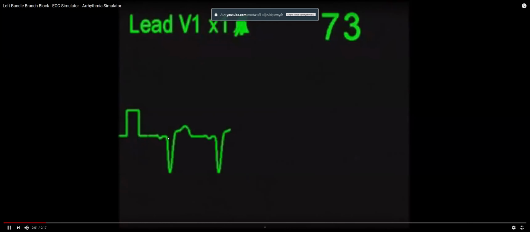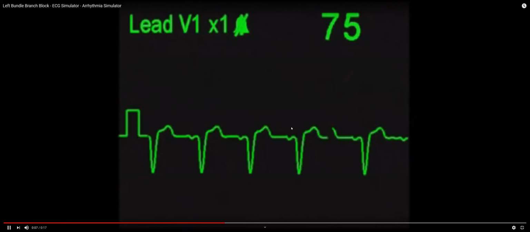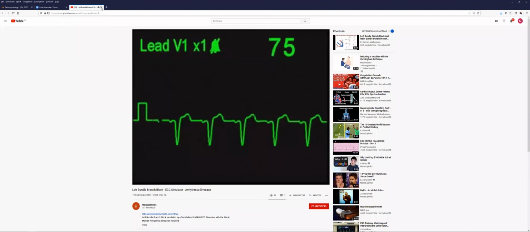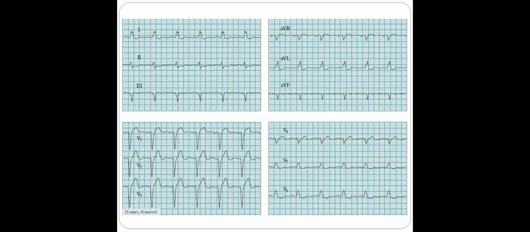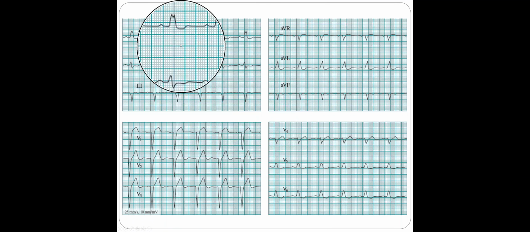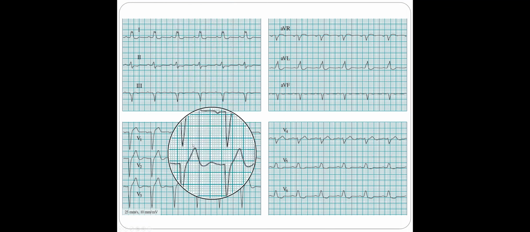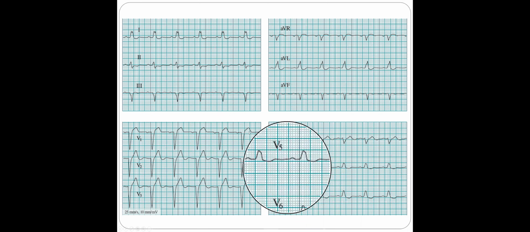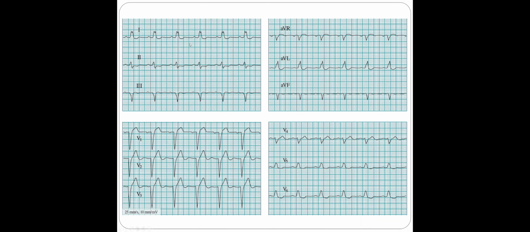As you see in V1, that's a wide QS complex, and we have a P wave in front of the QRS. Very good. Again, we have to show that we have a P wave in front of every QRS, and we have a wide QRS. Look at V1, wow, QS. And in V6, the wide R wave. And here you can see the notched R wave only in lead 1.